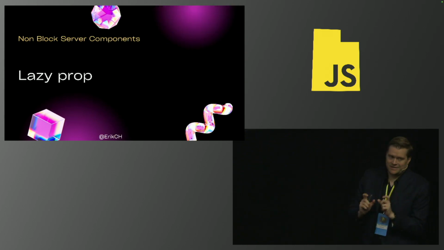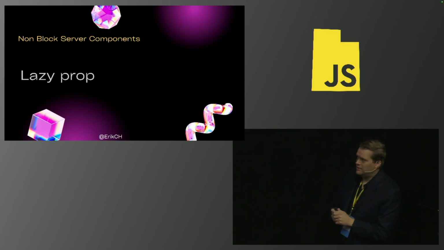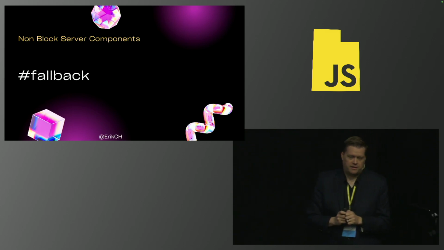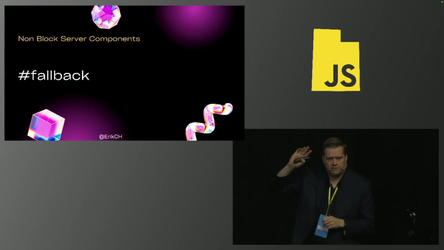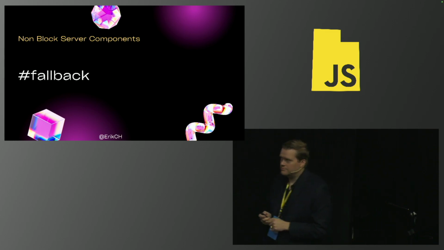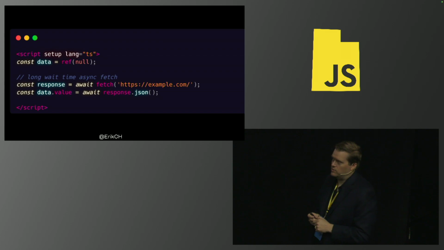And you have something called a lazy prop, and then you also have a fallback prop. Has anybody seen lazy or fallback before in any other context? Let's take a look at how that works.